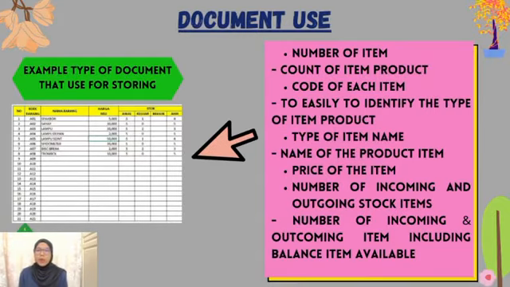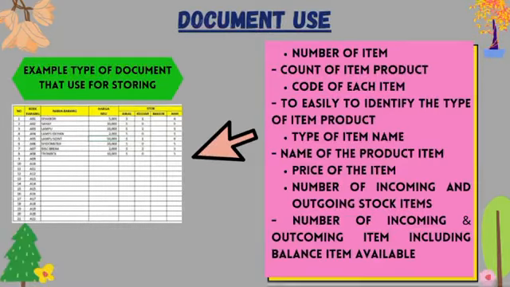Third, type of item name. This is for the name of the product item. Fourth, price of the item. And lastly, number of incoming and outgoing stock items. This is for the number of incoming and outgoing items, including the balance of items available. Okay, that's all from me.